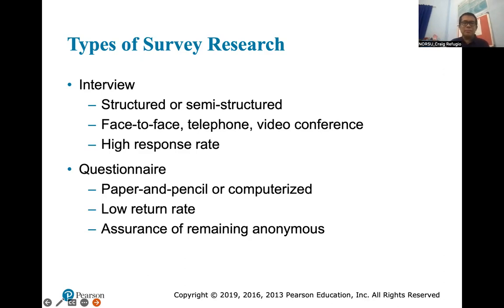Next is assurance of remaining anonymous. When you collect data through a questionnaire, you don't need to have their name, but you are going to code them: paper number one, paper number two, questionnaire number one, number two, number three, and so forth and so on. So you can only see the code number so that there is no point of identification. And you strictly keep the data confidential because the name is not reflected in the questionnaire. And then you have to have a release. Who is the owner of paper number one? Who is the owner of paper number two? Who is the owner of paper number three? And so forth and so on.